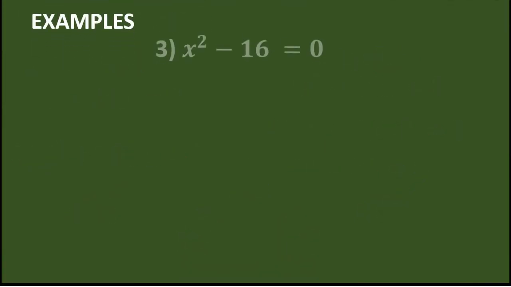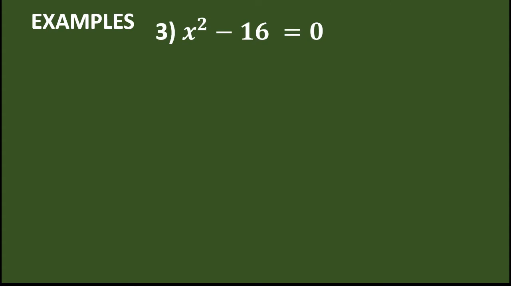Let us now have example number 3. We have x squared minus 16 equals 0. In this case, we have the difference of the two squares. We have x squared, that is a perfect square, and we have 16, that is also a perfect square. But in this case, what are the factors of x squared? We have x times x, we have x squared. What about the factors of 16? 4 times 4, we have 16. So if you're going to factor out x squared minus 16 equals 0, we have the quantity x minus 4 times the quantity x plus 4.